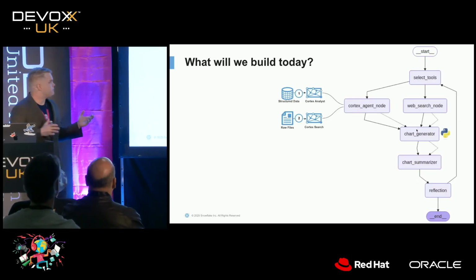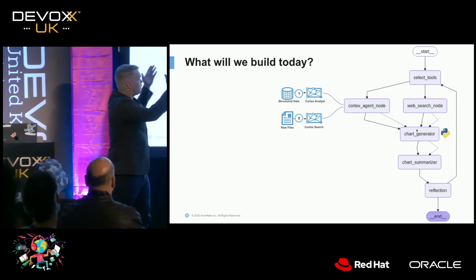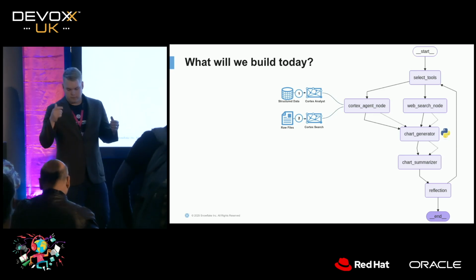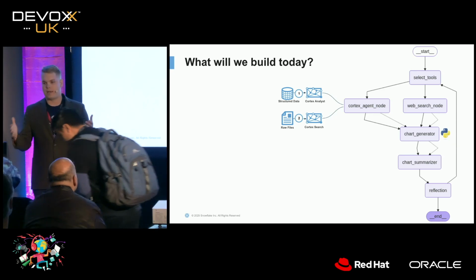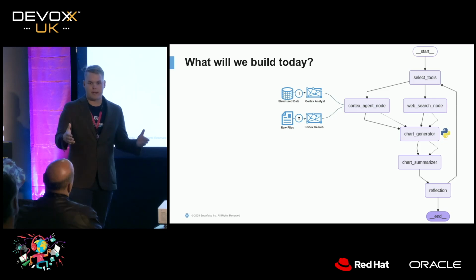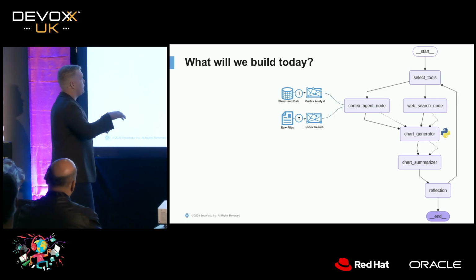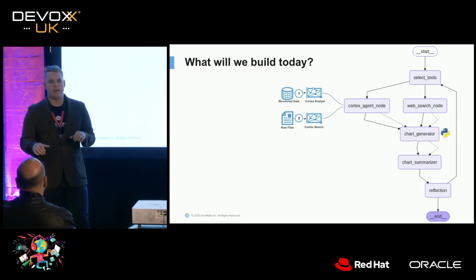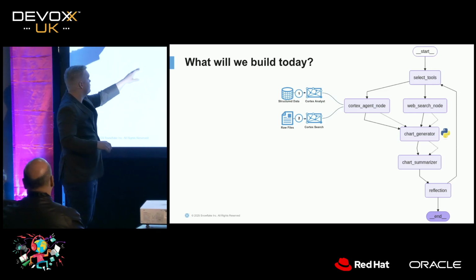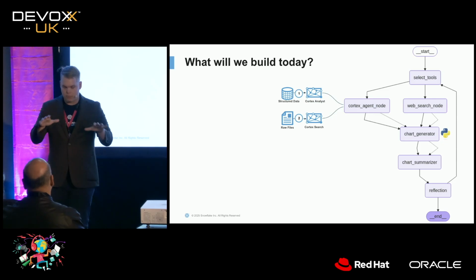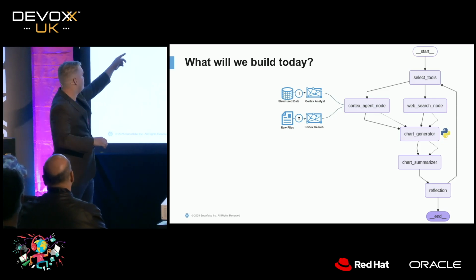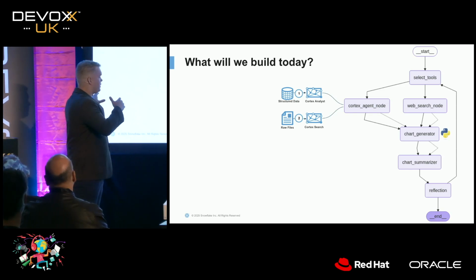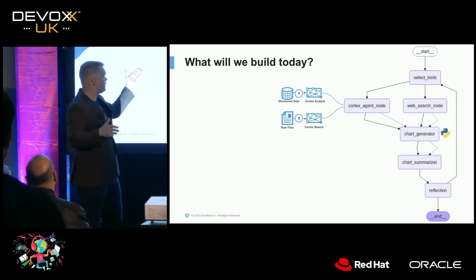So how are we going to build it? This is kind of an architecture of what we're going to build today in the demo. As we start out, the first thing we're going to do is select what tools we need to complete this task. And then from there, we're going to either choose a Cortex agent node or a web search node. If we go down the Cortex agent node path, we're going to have a subgraph available where we'll choose between structured data and unstructured data. And all that is going to happen via an API call out to Cortex agent.